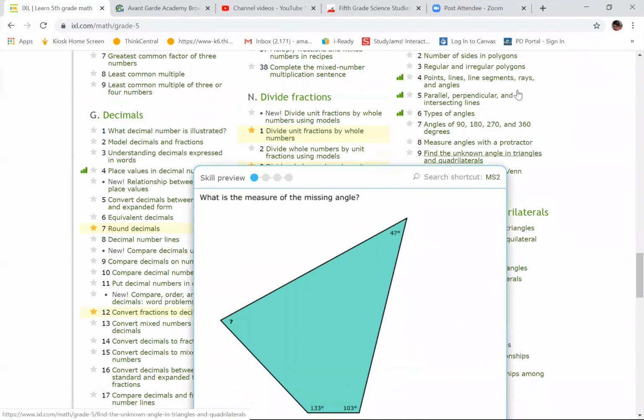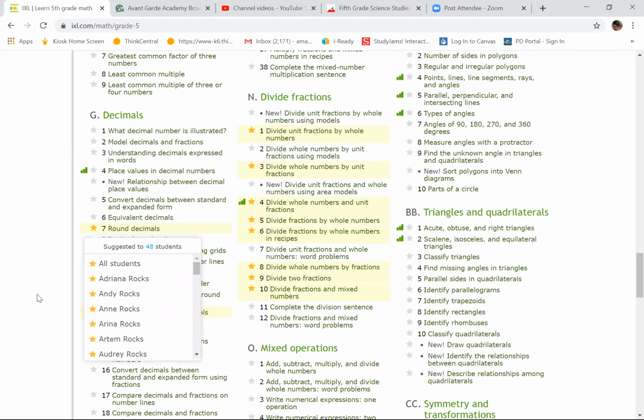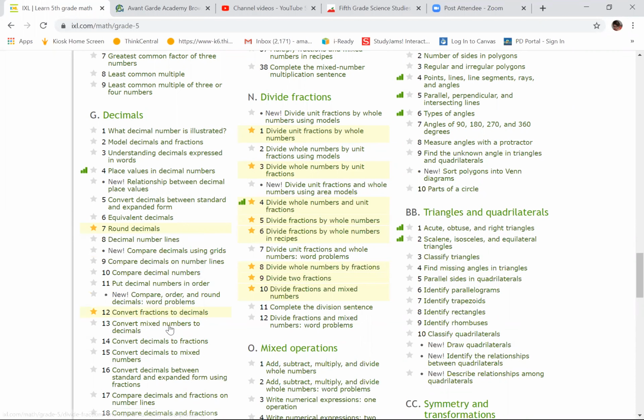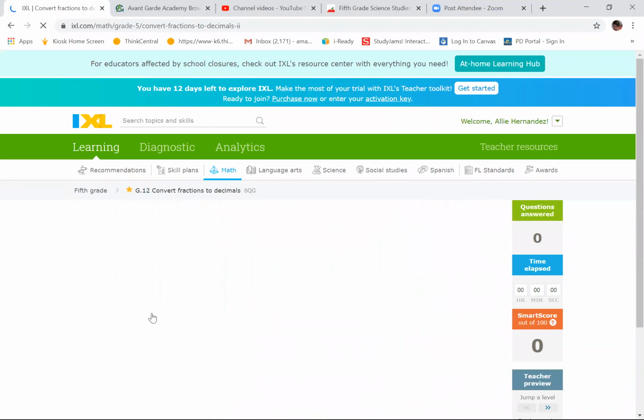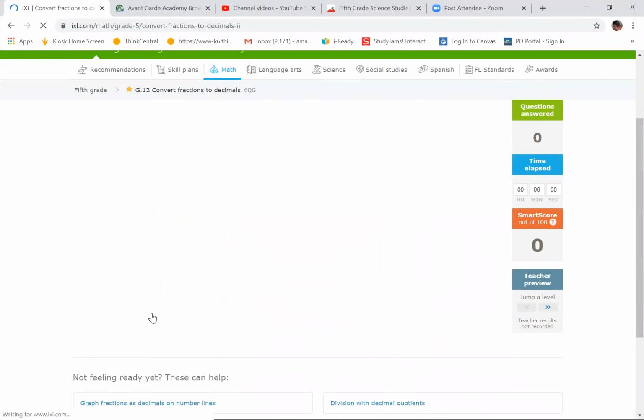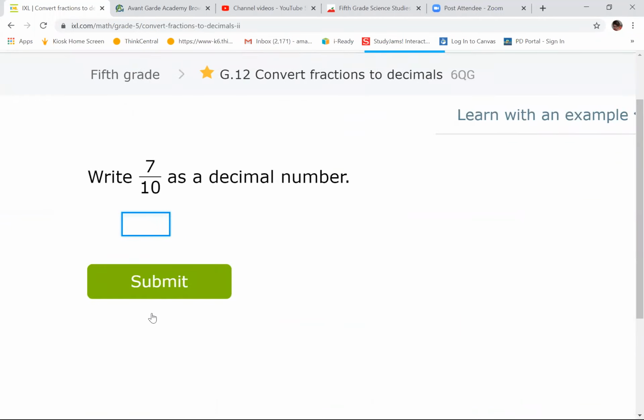Okay, let's head over to our IXL practice. Okay, here we are. All right, we're here at G decimals, and notice I starred them for you so you could do some extra practice. All right, we're going to convert fractions to decimals. Here we go. Okay, so now we did a few of these the other day. Let me get my pen ready to go.